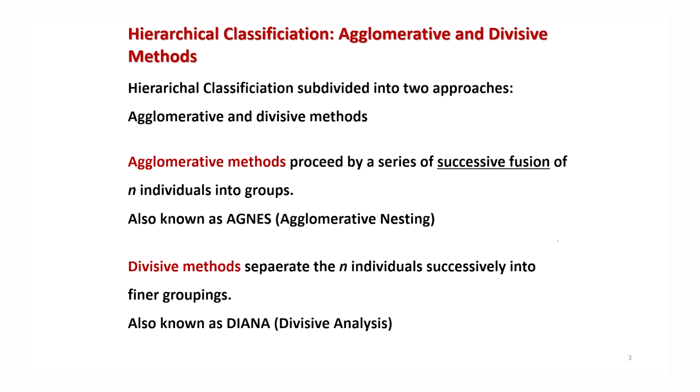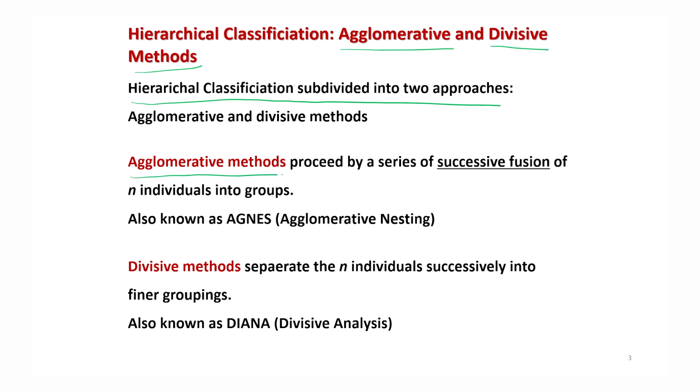Right. So, in this type of classification, you have seen that there are basically two approaches. One is the agglomerative approach and the other is the divisive method. Agglomerative, as the name suggests, means you are trying to accumulate, and divisive method means you are trying to divide. Right. So, this hierarchical classification can be subdivided into two approaches.